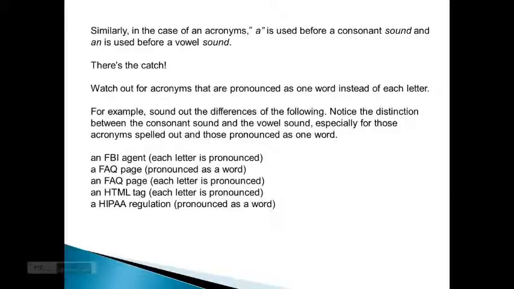For example, sound out the difference of the following. Notice the distinction between the consonant sound and the vowel sound, especially with those acronyms spelled out and those pronounced as one word. So an FBI agent, each letter is pronounced. A fact page, pronounced as a word. An FAQ page, each letter is pronounced. An HTML tag, each letter is pronounced. A HIPAA regulation, pronounced as a word.